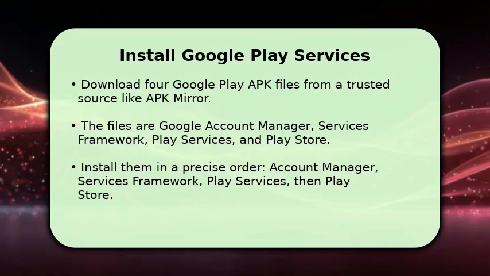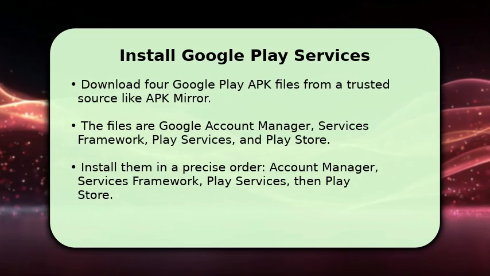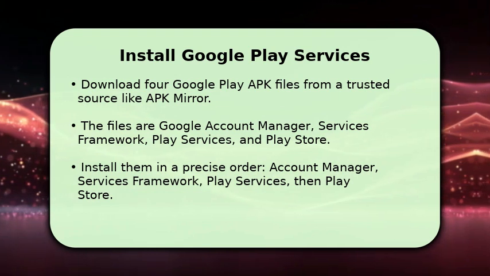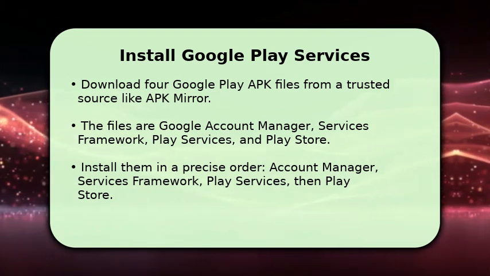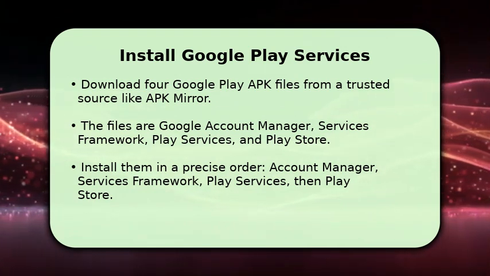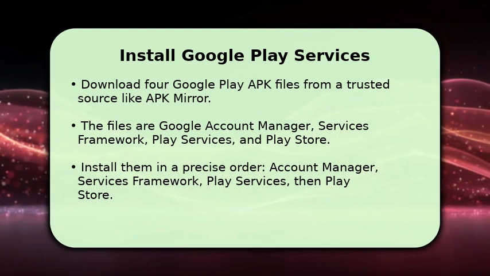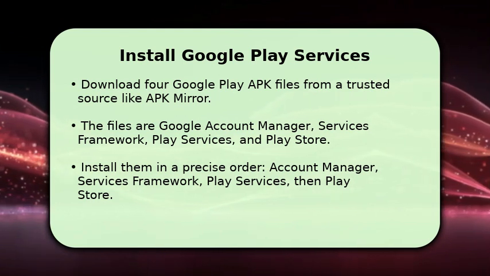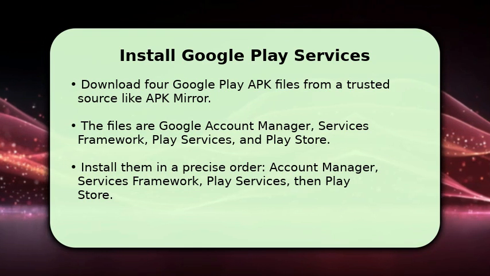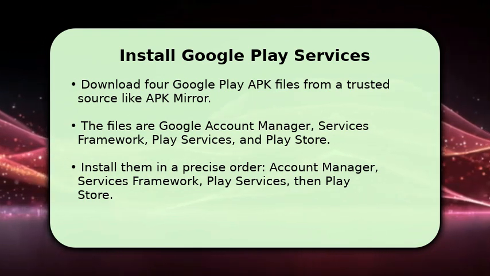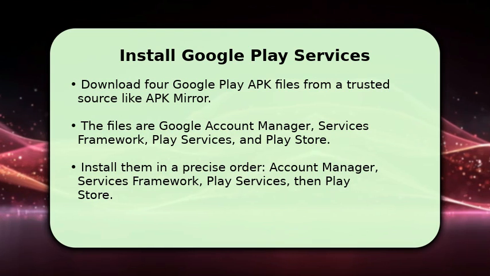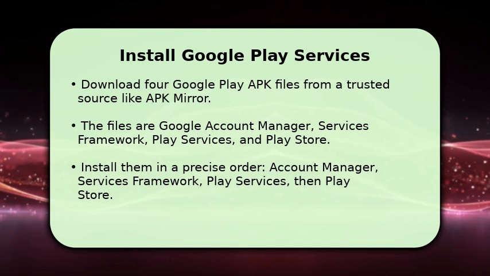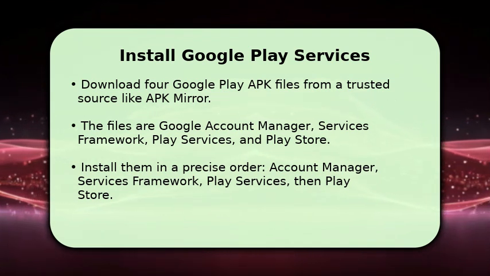Now, you will download 4 essential Google Play APK files from a reputable website, such as APK Mirror. These files include Google Account Manager, Google Services Framework, Google Play Services, and the Google Play Store itself. It is critical to install these in a specific sequence. First, Account Manager. Second, Services Framework. Third, Play Services. And finally, the Play Store. After each installation, tap Done and proceed to the next file. Do not attempt to open the Play Store until all 4 are successfully installed.